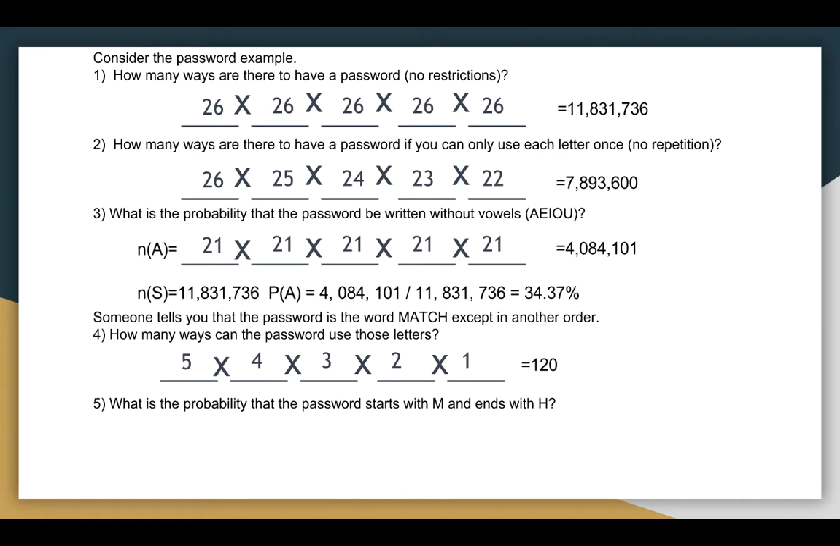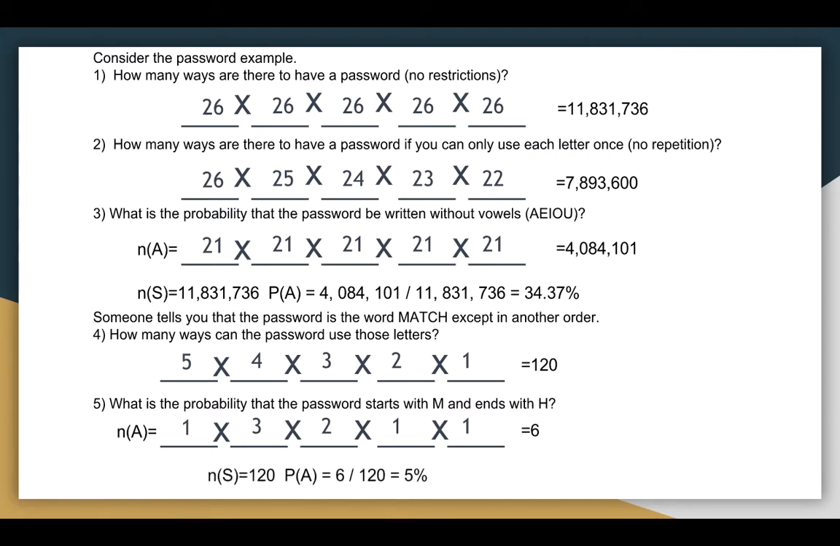Password starts with M and ends with H. So you can set up the 5 slots, but there's only one way to start and one way to finish, and there's 3, 2, 1 in the middle. There's 6 total. And for the probability, you can't just end it like that, you always have to divide by the total, and so it's 6 out of 120.